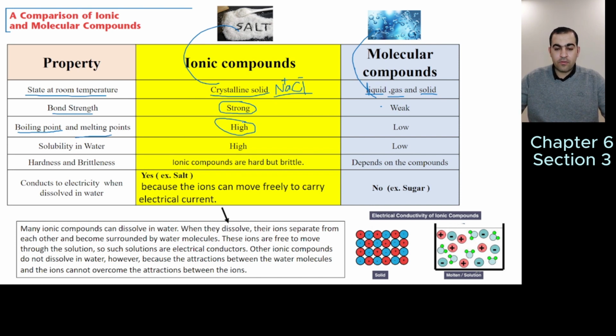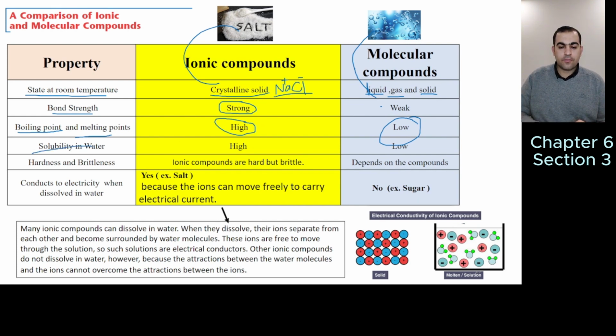Okay, ionic compounds have a high boiling point and a high melting point. They need high temperature to be boiled to change to gas, and high temperature to change from solid into liquid. But generally molecular compounds have what? Low melting and boiling points.